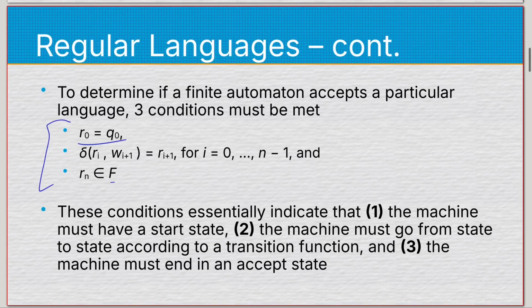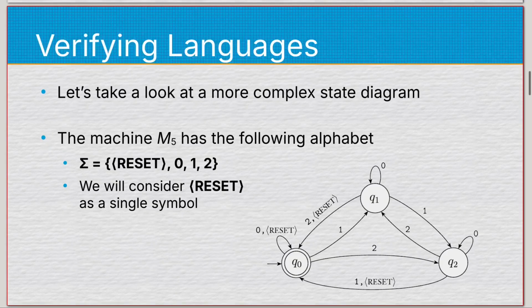Again, we can technically have a finite automaton that recognizes the language of no strings, which is the empty language. That's more of an exception to the rule here.